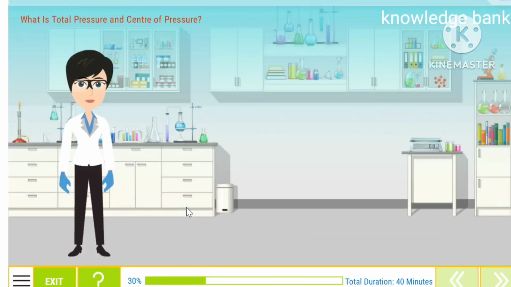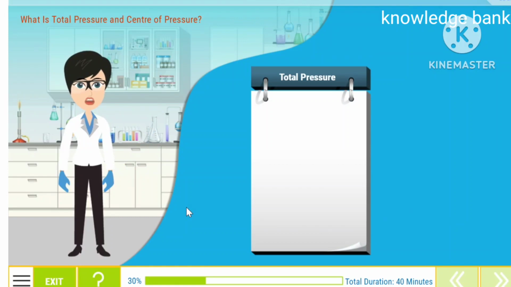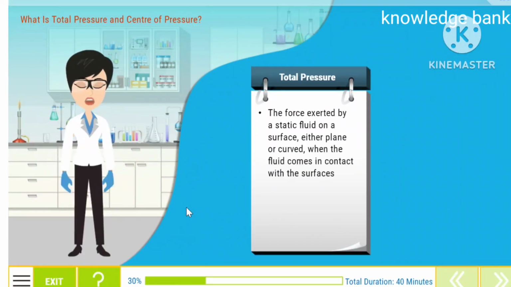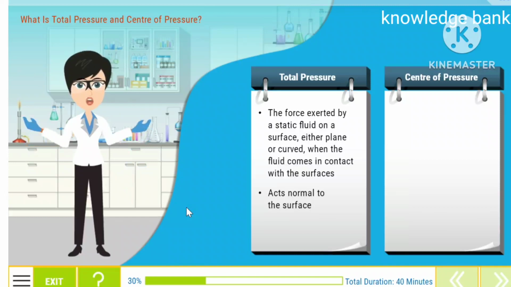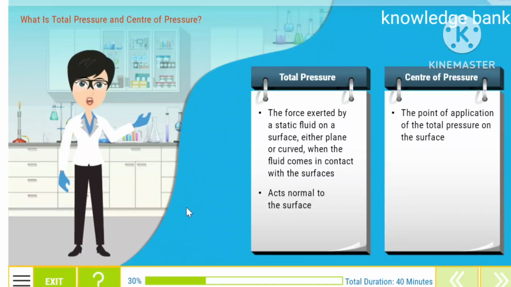What is total pressure and center of pressure? Let's learn about total pressure and center of pressure. The total pressure is defined as the force exerted by a static fluid on a surface, either plane or curved, when the fluid comes in contact with the surfaces. It always acts normal to the surface. The center of pressure is defined as the point of application of the total pressure on the surface.